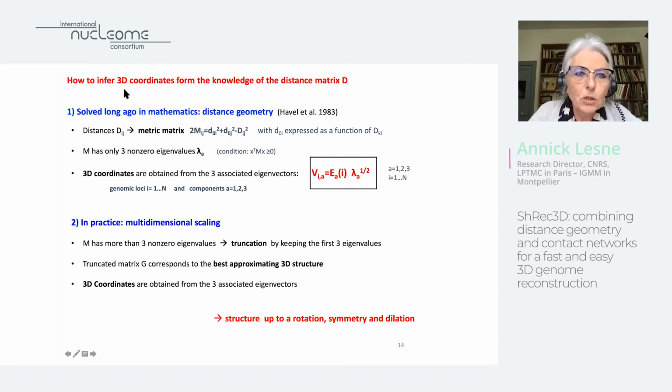The problem of reconstructing 3D coordinates from the knowledge of a distance matrix is a well-known problem in mathematics. It has been solved long ago, more than 40 years ago, in the domain termed distance geometry. The idea is the following. From the distances, you build an intermediary matrix. It is termed the metric matrix. The formula is a bit complicated. It's not very important. The only important point here is that this matrix can be computed from the distance matrix only, from the set of all distances between the genomic loci.